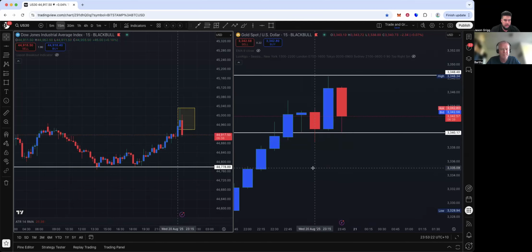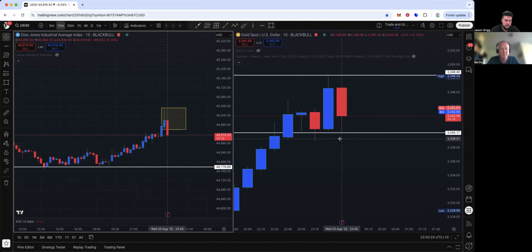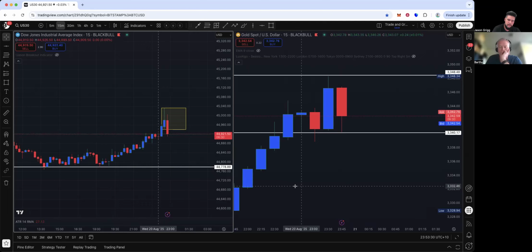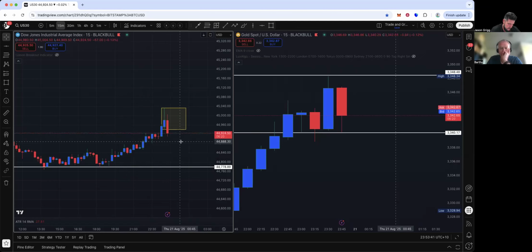Thought we were going to get that break on gold. We didn't. It's like again, just looking at those round numbers, really key. Didn't get picked up here yet, so may still, depending on what happens on US30 here. US30 now.